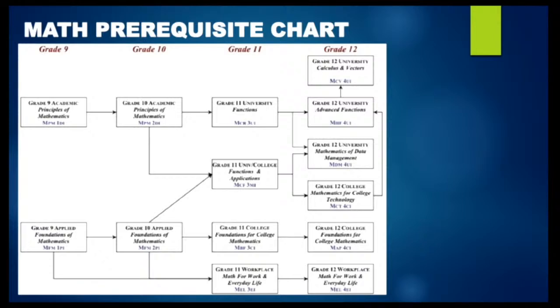So if you have your grade 10 academic math class, that's MDM 2D, then you can select math at the university level, so the functions course, MCR3U1. You may choose to take the mixed math course, which is a university college. It really depends on what you plan on studying post-secondary.